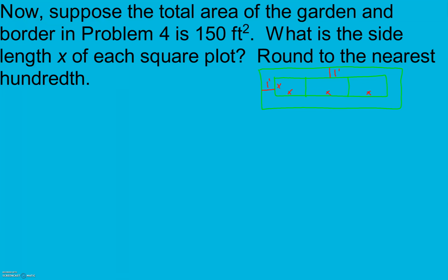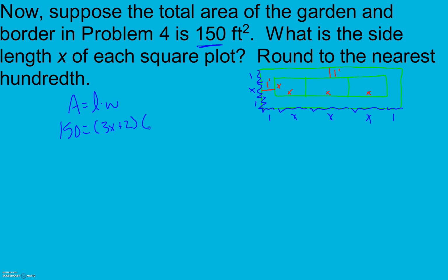Now, we're looking at the same kind of picture as we were before. Keep in mind, guys, that this is not perfect by any stretch, but the area here is still going to be length times width. Our total area is 150. Our length, 1, plus x, plus x, plus x, plus 1. That didn't change. 3x plus 2. Width, 1, x, and 1. x plus 2. So again, that didn't change.